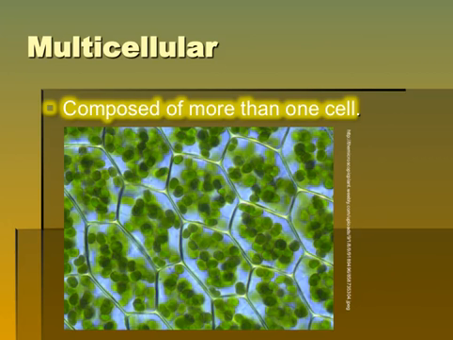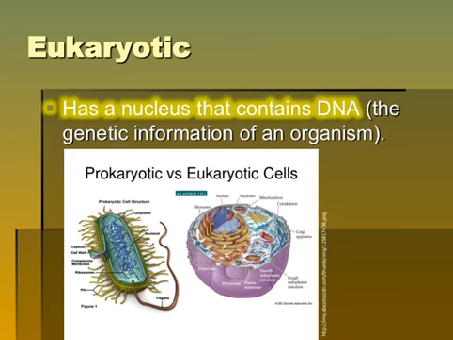Multicellular means that plants are composed of more than one cell. In this picture you see here, there are many plant cells seen with the green chloroplasts inside. Plants are eukaryotic. This means that plant cells have a nucleus that contain DNA.